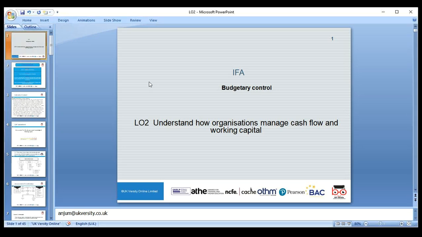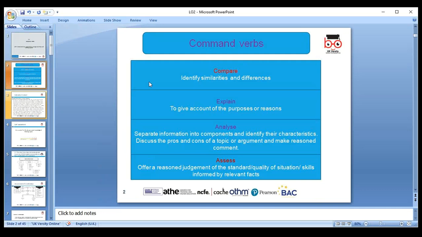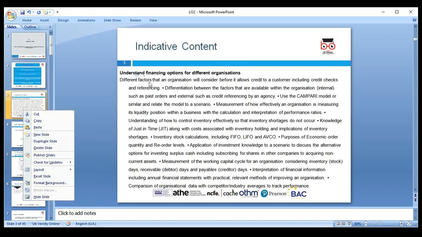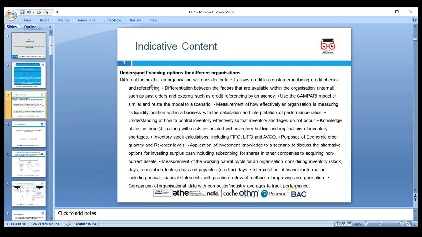Okay, we'll start. Today's lesson we'll go through LO2 and the LO2 indicative content, what we're supposed to discuss: the different factors that an organization will consider when allowing credit to the customer. We'll discuss different models. Last lesson we discussed the Camry model as well, and our sources of finance.